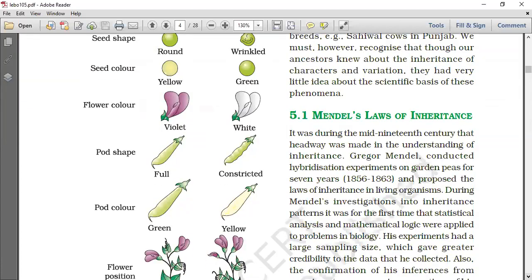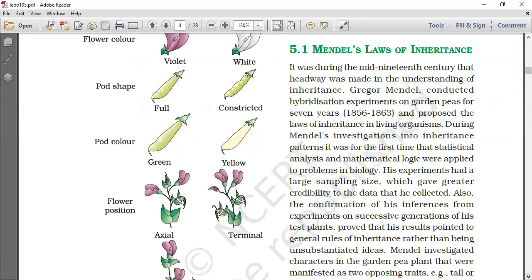It was during the mid 19th century that headway was made in the understanding of inheritance. Gregor Mendel conducted hybridization experiments on garden peas for 7 years, 1856 to 1863, and proposed the laws of inheritance in living organisms. During Mendel's investigations into inheritance patterns, it was for the first time that statistical analysis and mathematical logic were applied to problems in biology.